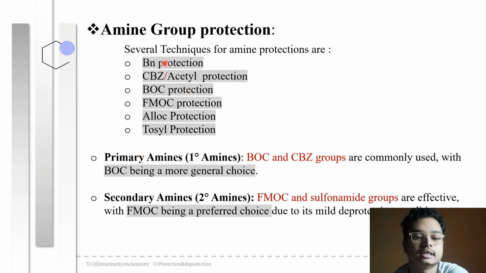Some of the protecting groups, such as Boc and Cbz, are mainly used for the protection of primary amine groups, whereas the Fmoc and tosyl groups are basically used for secondary amine protection. So we have to learn all the protection techniques, and each also has its own unique deprotection strategy, which the chemist will judiciously choose as per their requirement.